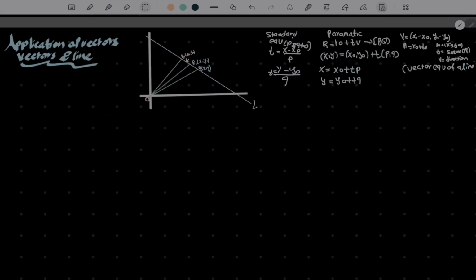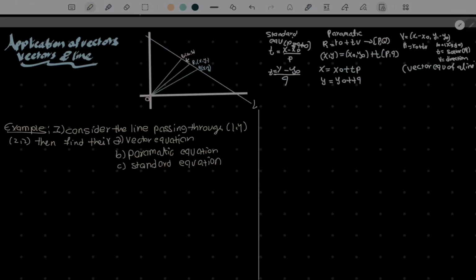Now let's do some examples. Now try to do these questions without peeking at the equations I've written above. Try it out, pause the video, and then come back later to check your answers and how we can do it step by step.